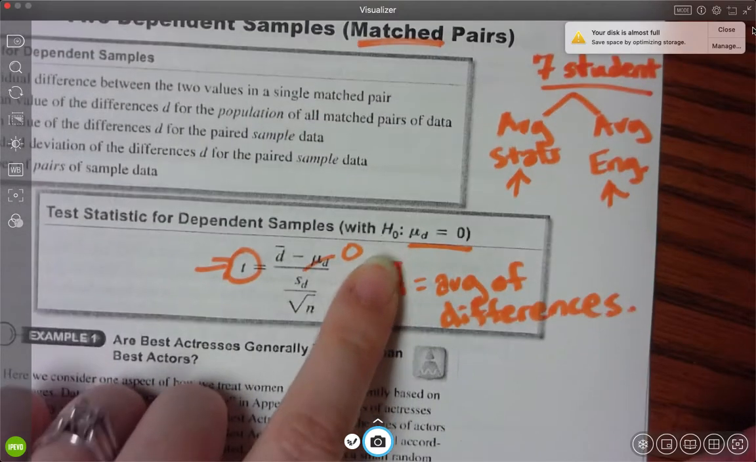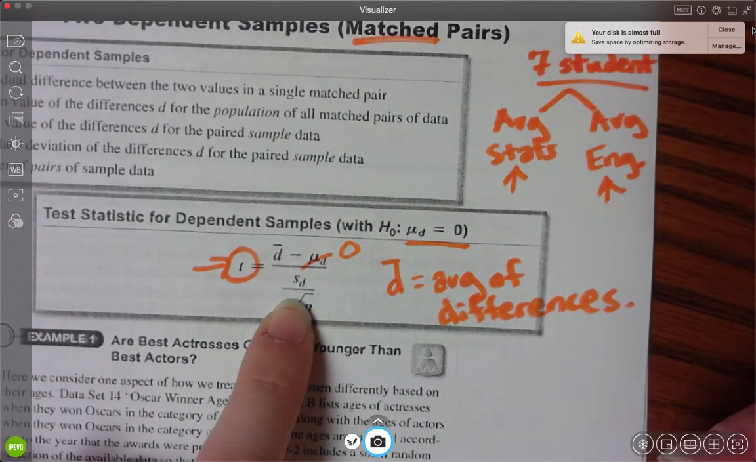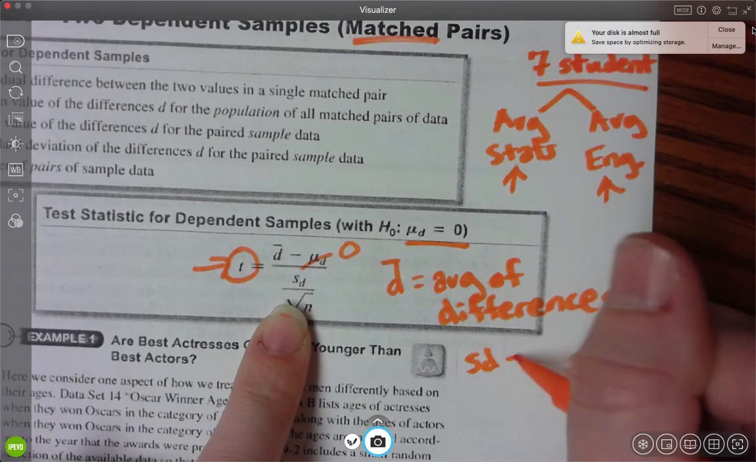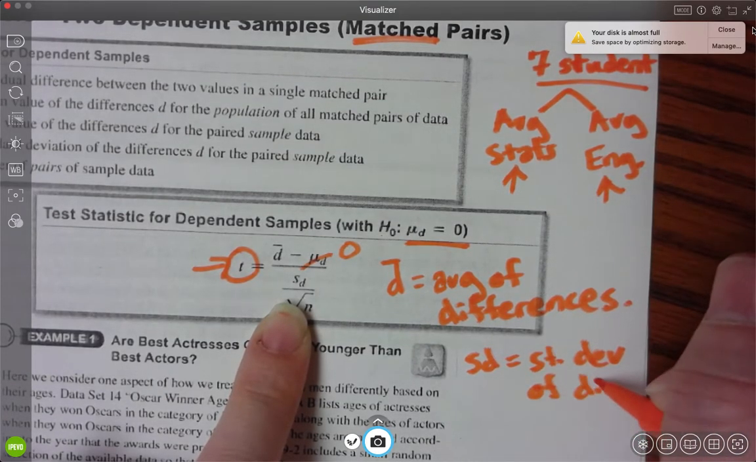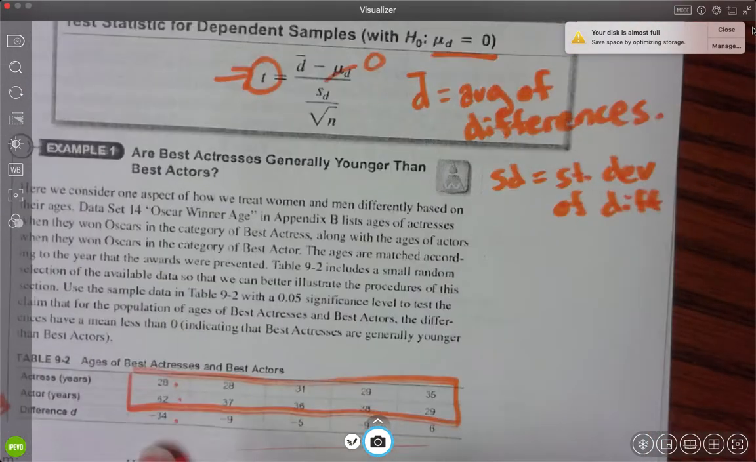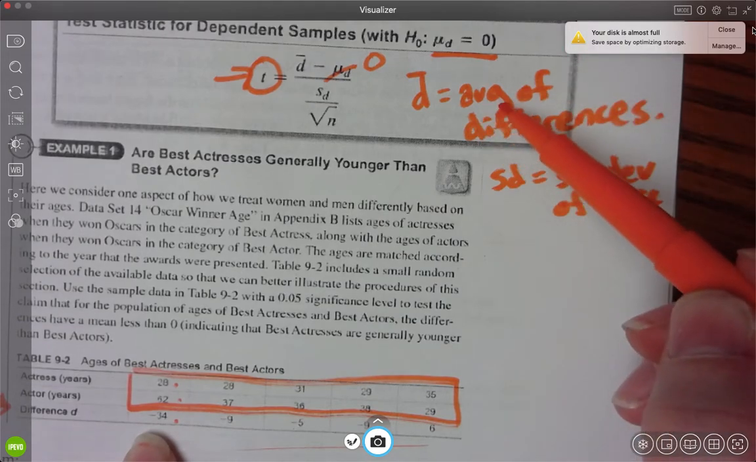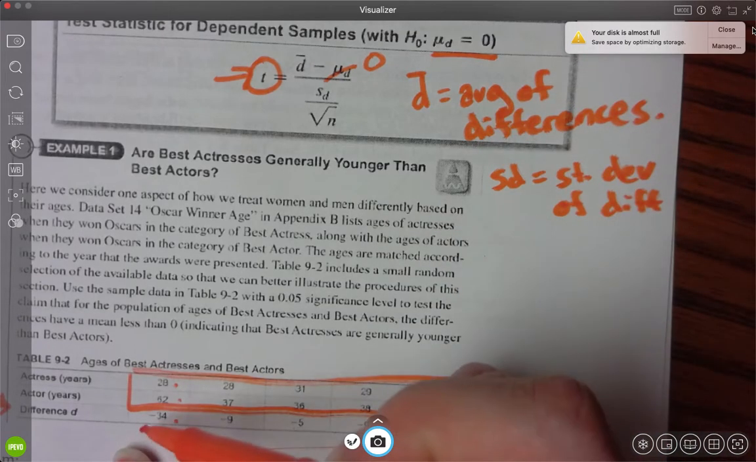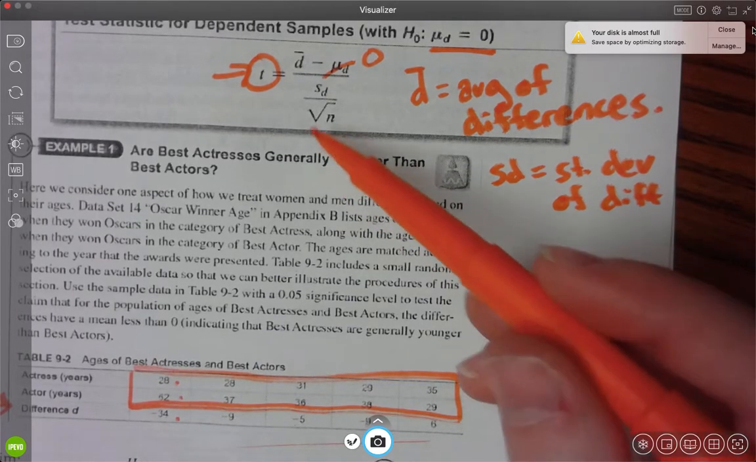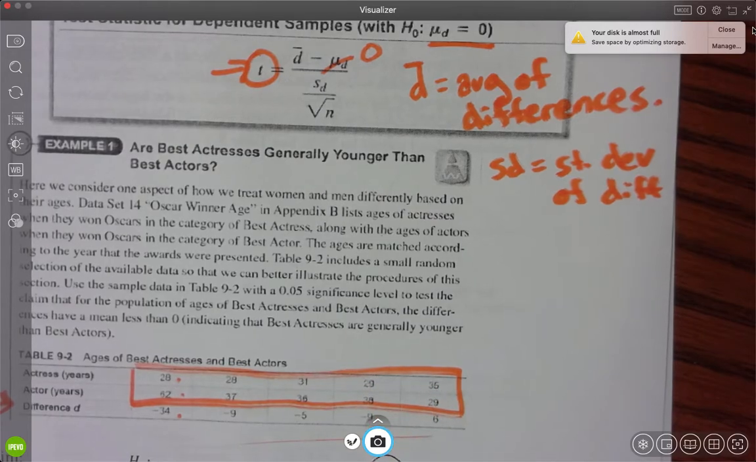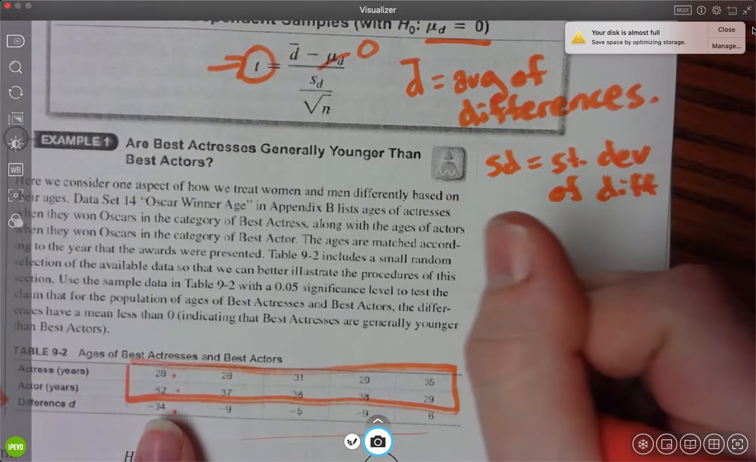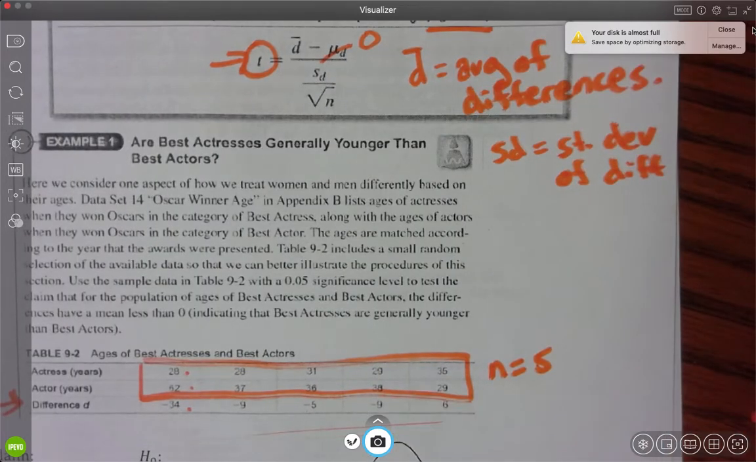And then standard deviation of the differences, that's what SD is. So SD equals standard deviation of the differences. So I would take this row right here that I get from the difference values. I would find the average, that's going to be D bar. I would find the standard deviation, that's going to be SD. And then I have the square root of n, which in this case is just going to be 5, okay? So even though there's 10 numbers altogether, n is still only going to be 5 here because I have 5 pairs, basically, okay?